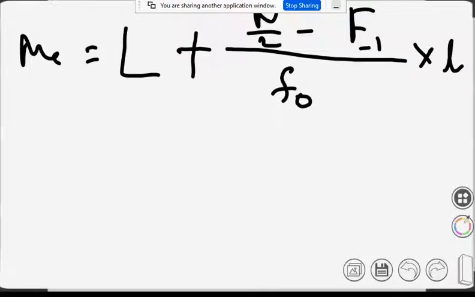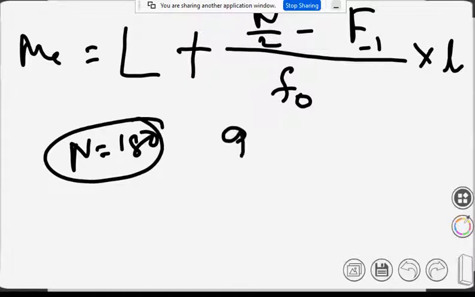What is the median class? Then we have defined what the median class is. How did we define the median class in the last class? The median class is that class for which the cumulative frequency is just greater than n by 2. Now n is 180. So n by 2 is 90. All of you can understand, follow.